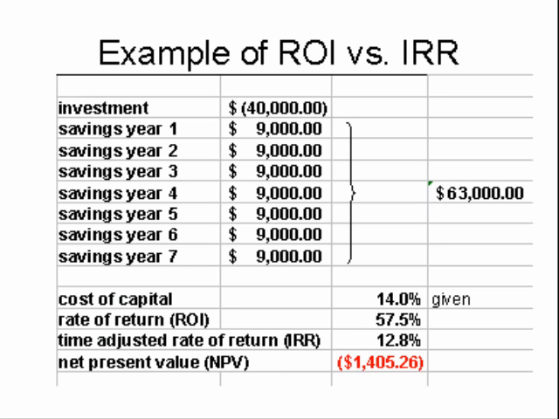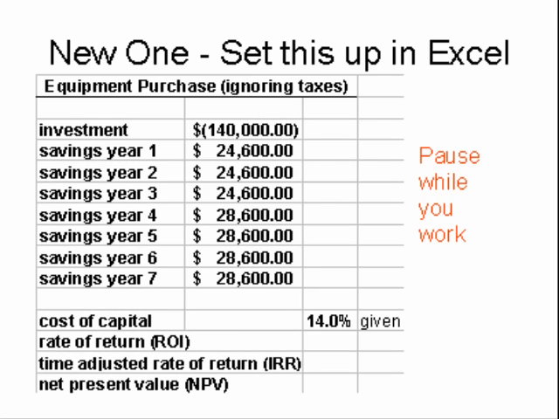All right, did you expect it to be negative? Yes, because you didn't earn cost of capital or the minimum return, which may even be greater than cost of capital. All right, do another one. Pause the screen while you go over to Excel, put in this data, see how far you can get, and guess at net present value.